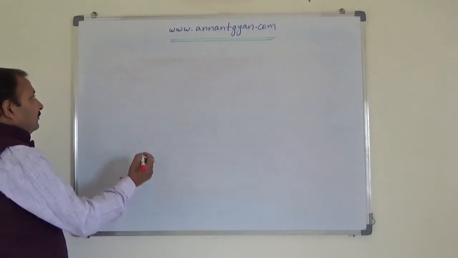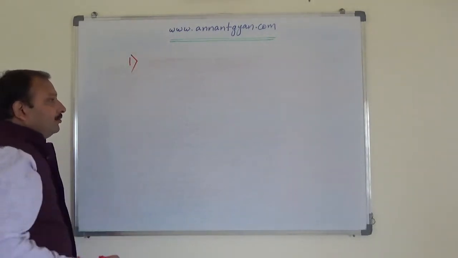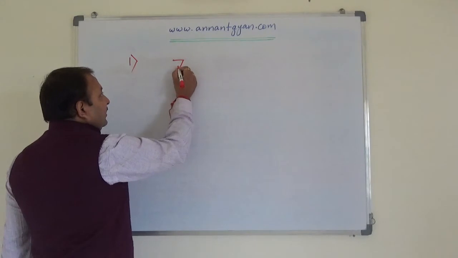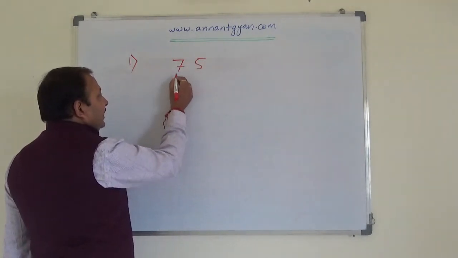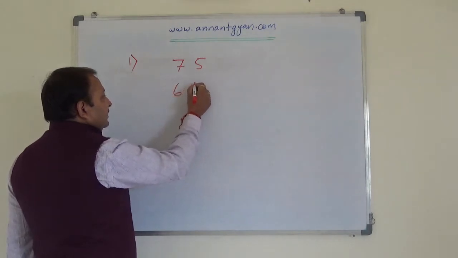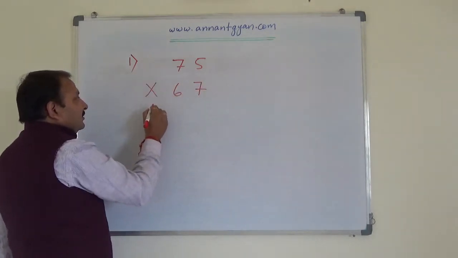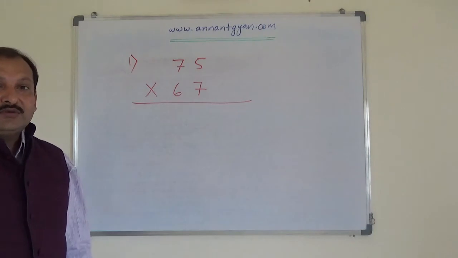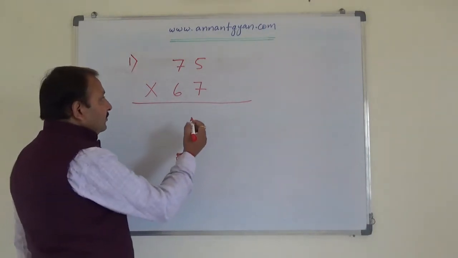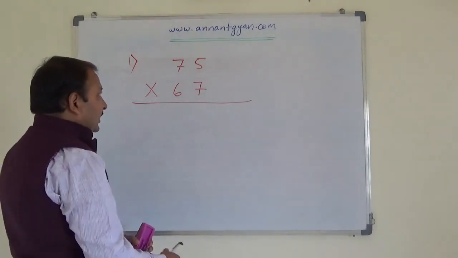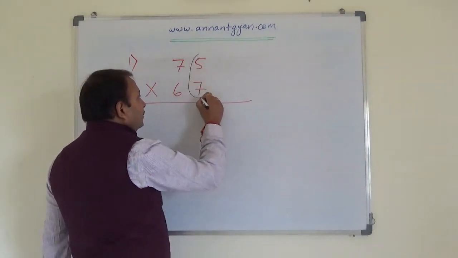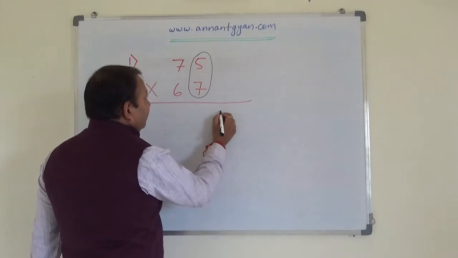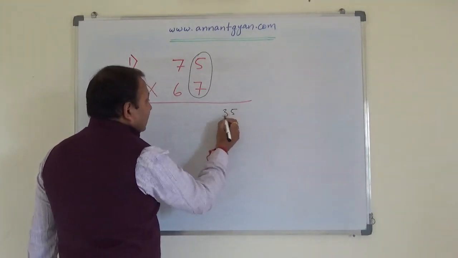So the first example is, I shall take a two-digit number and multiply it with a two-digit number. Any number, say 75, and we shall multiply this 75 with 67. So how we shall get the answer quickly with the help of this sutra, I shall show you. In the first step, we shall multiply both unit place numbers together. So 7 into 5, that is 35. I shall write this 35 here.